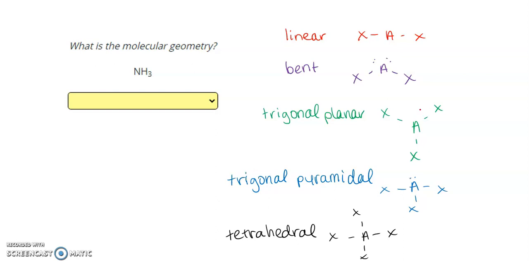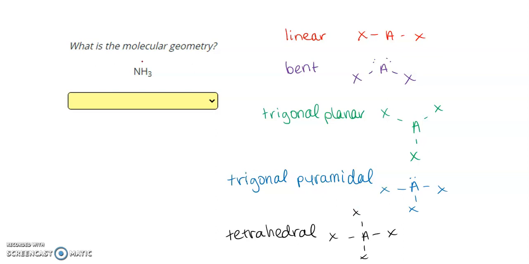Trigonal planar, these 3 atoms are on the same plane. It's like a flat molecule. But here, this unshared pair pushes this atom and this atom down to make kind of a pyramid. So that's the difference between these 2. Then there's tetrahedral. That's where you have 4 atoms bonded to the central atom.